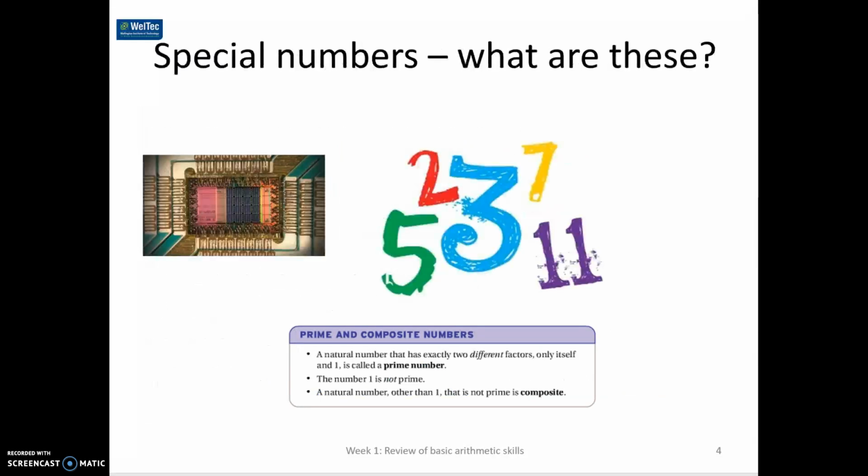A particularly important type of number is a prime number. These numbers have a very, very strict definition. It's a number that has exactly two different factors, itself and 1. Now 1 is not a prime number because it's only got the factor of 1. Itself is 1, so it kind of doesn't fit. But 2 is a prime number. 3, 5, 7, not 9, 11, 13, 17, 19, and so on.